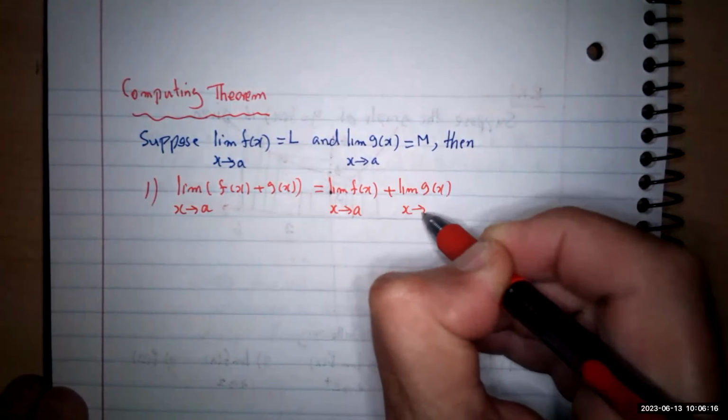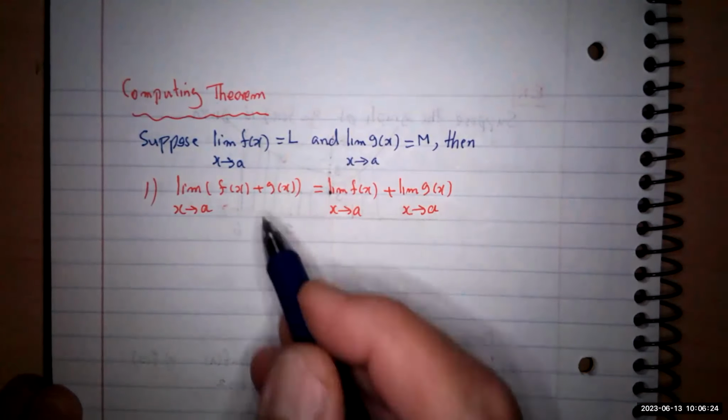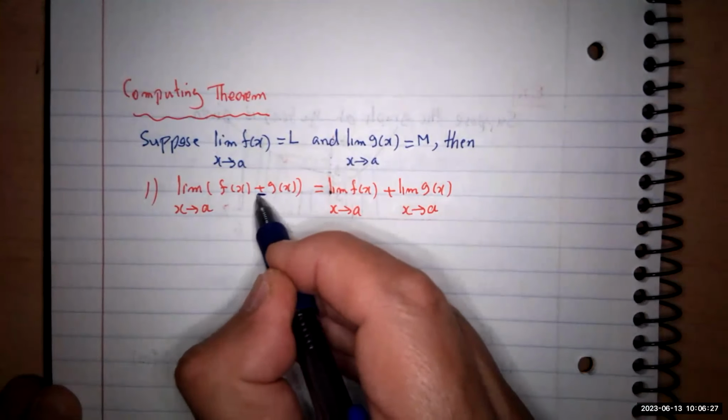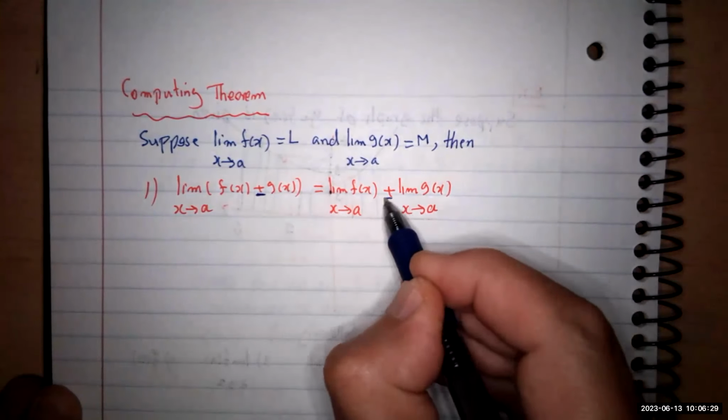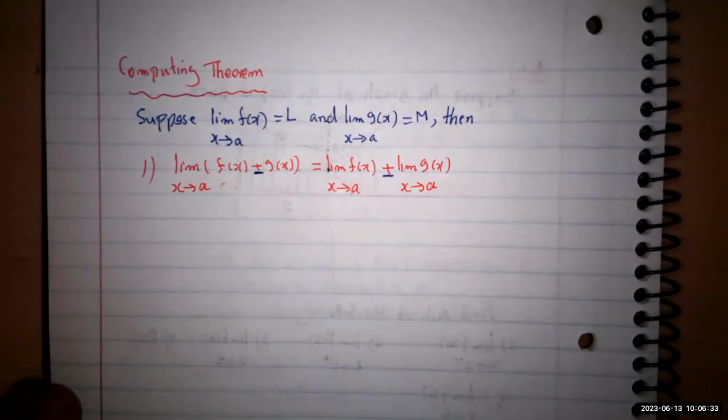Call it the addition property. Okay, limit of the sum is the sum of the limits. It's the same as the difference. So if it's going to be minus, it's going to be minus. Okay, so that will take care of the limit of the addition and subtraction. Any question? That's property number 1.